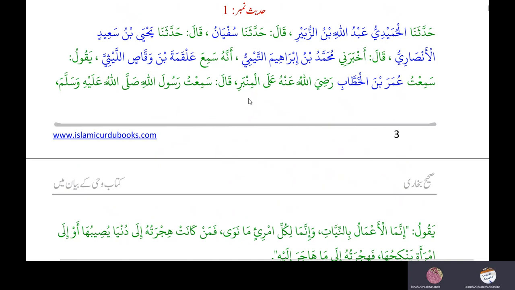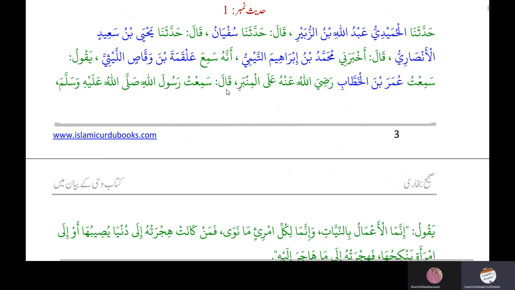Al-Mimbar, pulpit. Do you know what is pulpit? No, I don't know. Have you ever visited a mosque? Because in the mosque, the imam stands or sits on the mimbar. Yes, we also call it mimbar in Indonesia. Very good. So this is that mimbar. Pulpit is English. So Alkama says, I heard Umar, may Allah be pleased with him, on the pulpit.